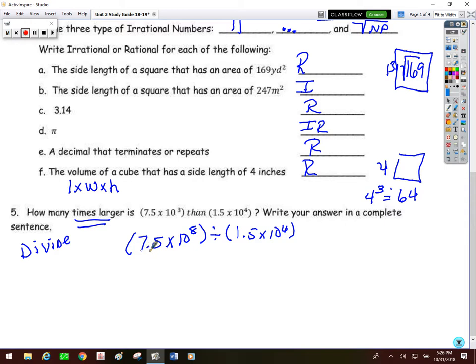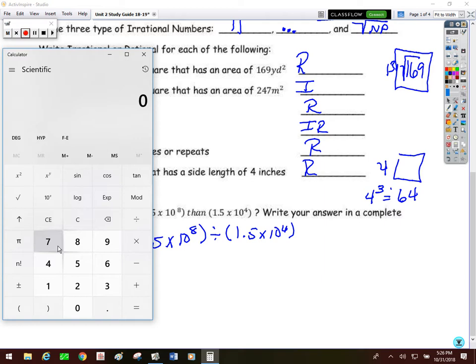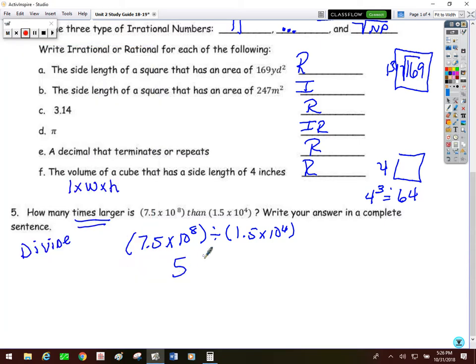Well, since I don't have my calculator, I have a calculator, but it won't do it like yours will in class. I'm going to take this number. This says 7.5 divided by 1.5. So I'm going to just divide my coefficients. So this goes all the way back to those exponent rules that you learned. Divide your coefficients. So 7.5 divided by 1.5 is 5. Okay, and since I am dividing, I have to subtract, right? Keep the base and subtract my exponents. Well, 8 minus 4 is 4. So this number is 5 times 10 to the 4th power larger.